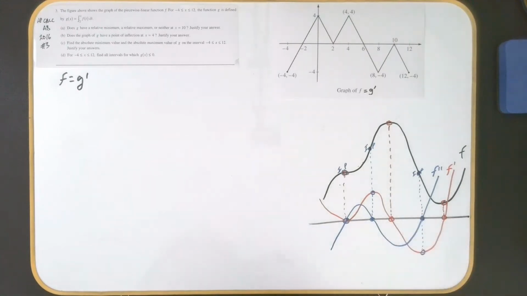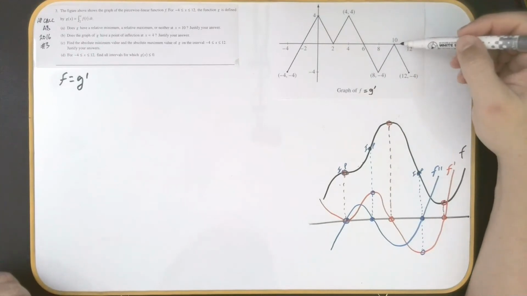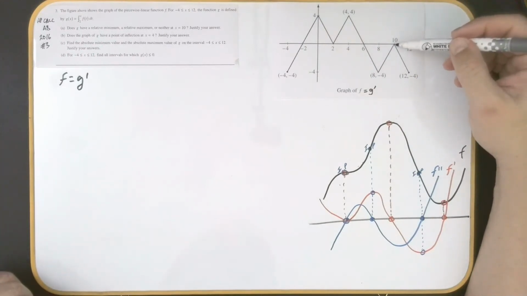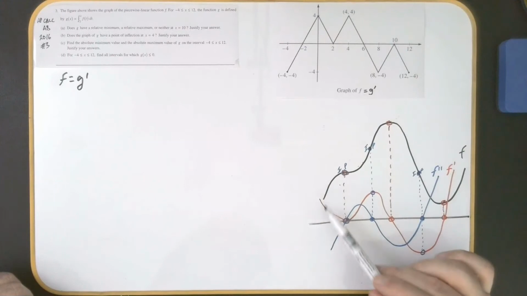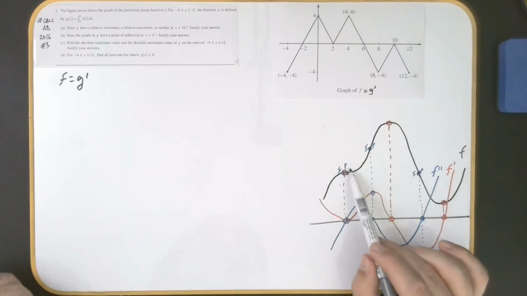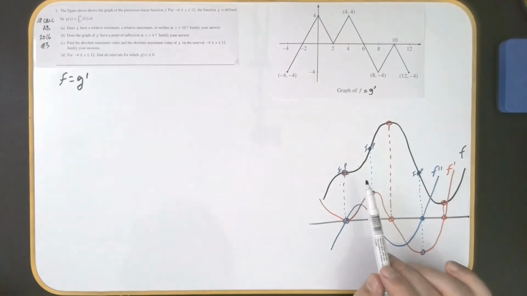We'll compare to this, and we'll be able to figure this out. So the question says, does the graph have a relative minimum, relative maximum, or neither at x equals 10? Well, if you guys look right here at x equals 10, that's a kiss. And we were discussing earlier here, kisses result in flat spots. So when you have a flat spot in your original function, that's not a relative min or max. It's just a flat spot.